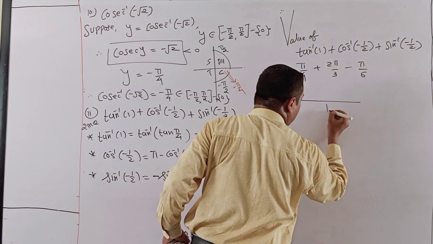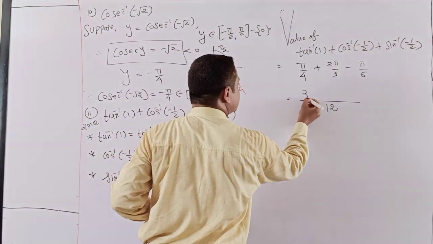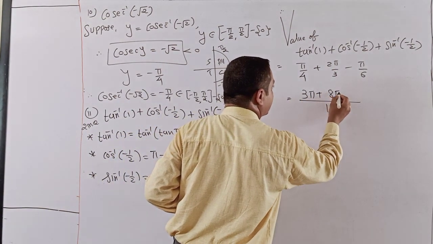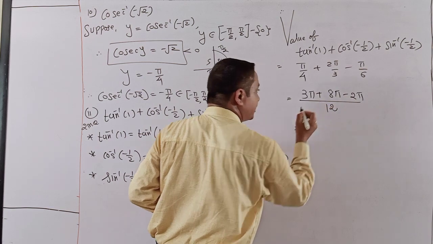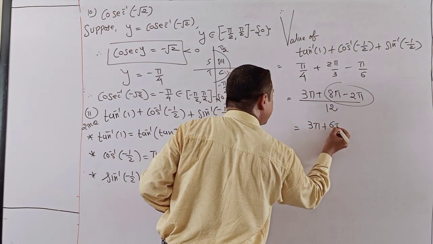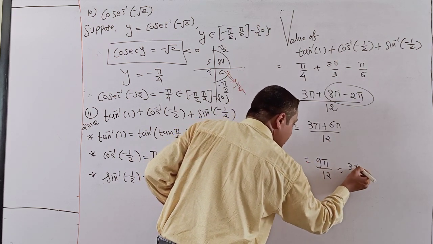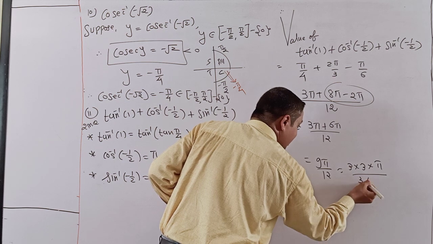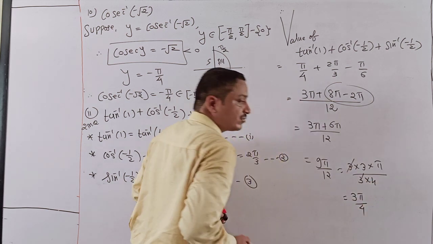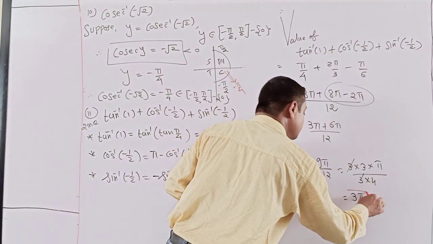Now take out all LCM. LCM is 12. So it is 4 3s are, here 3 means 4s are. 4 2s are 8 pi. And here 2s are, final term. Here 3 pi plus this how much? It is 6 pi. It is 9 pi by 12. Now 3 3s are 9, 3 4s are 12. My answer is 3 pi by 4. Final answer. And here you are done, students, 2 marks questions.